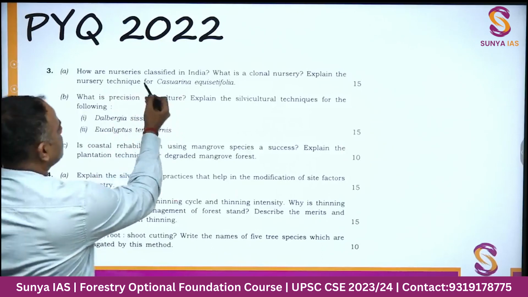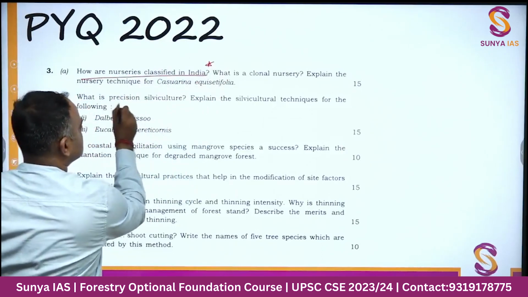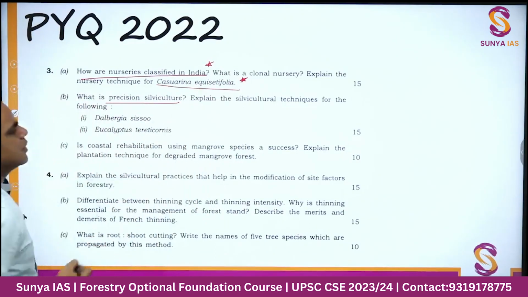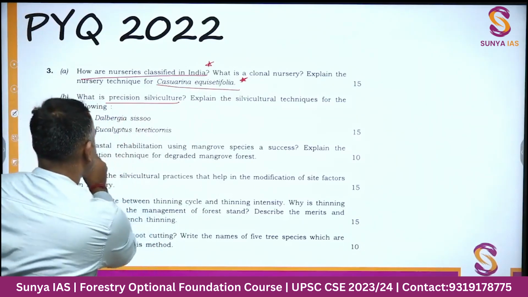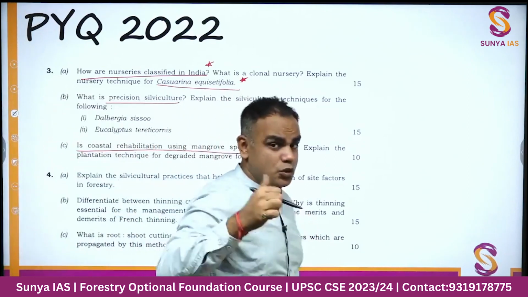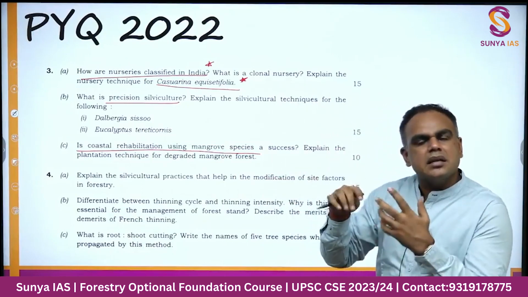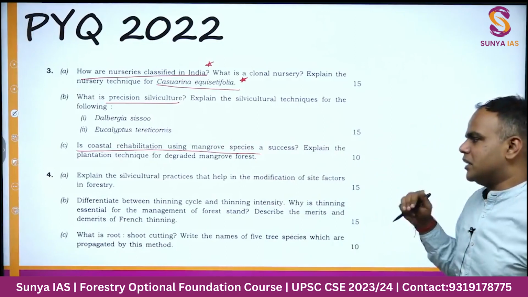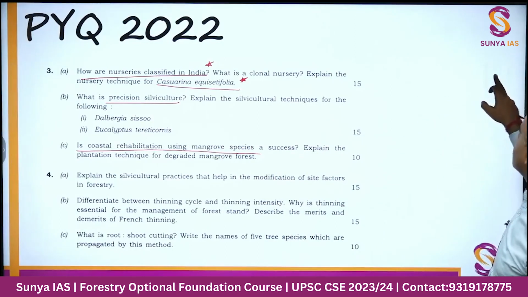Similarly, for example, how are nurseries classified in India? A very static part. What is precision silviculture, and so on and so forth. Casuarina equisetifolia, this is also a direct topic present in your syllabus, right? By the way, is coastal rehabilitation using mangrove a success? So you see, whatever is mentioned in the syllabus, there is a high chance of it getting asked in some different format. So that is going to be our object of study. Okay, so this is the portion of paper 1A.